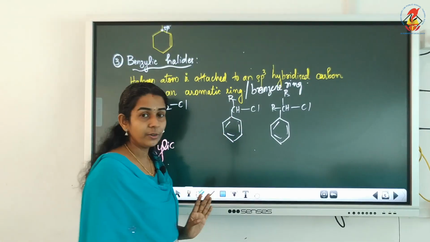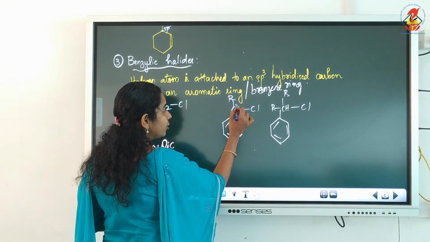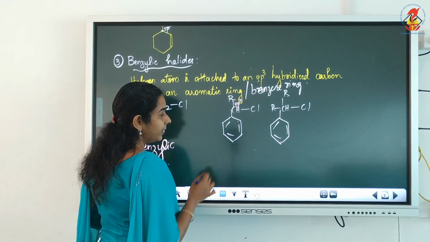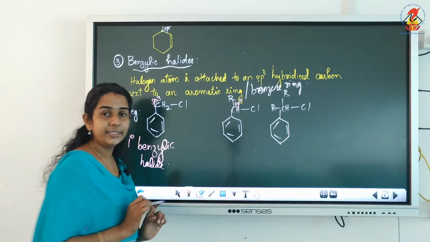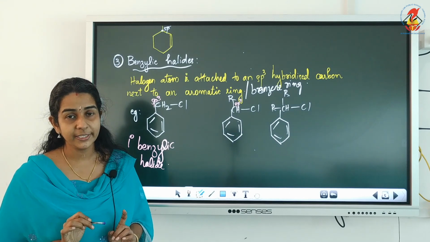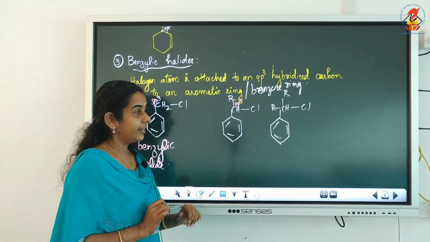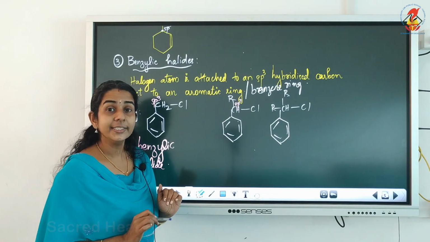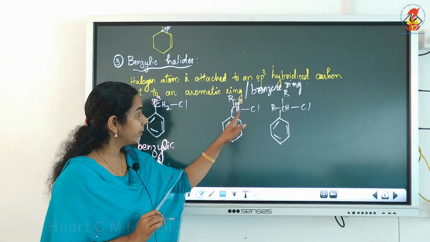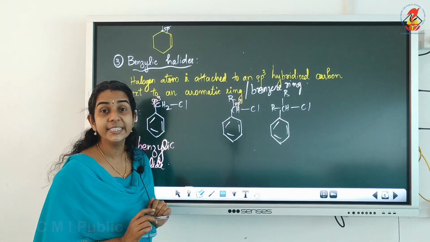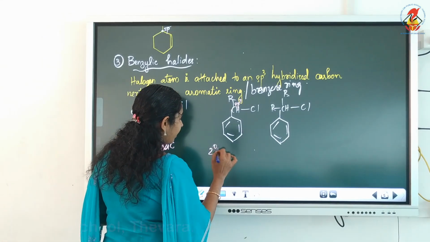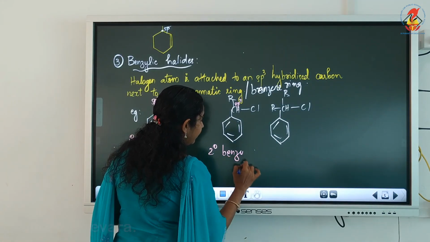Now in the second one also, X is attached to an sp3 hybridized carbon, and on the adjacent position there is a benzene ring or aromatic ring present. So it is a benzylic halide. At the same time, it is a secondary benzylic halide because the X attached carbon atom is CH. So it is a secondary benzylic halide.